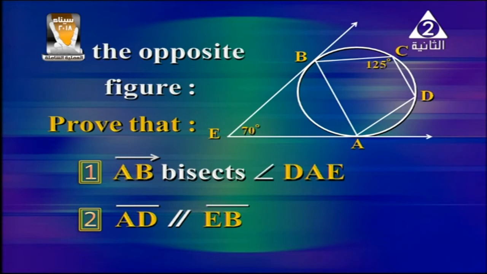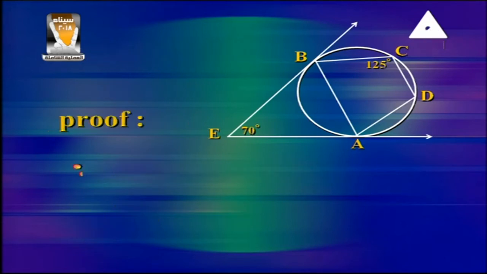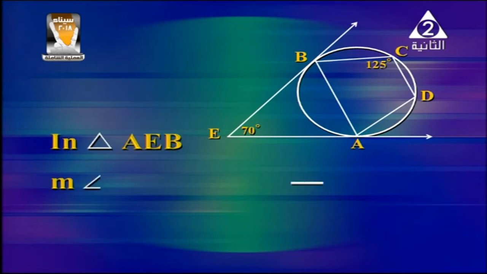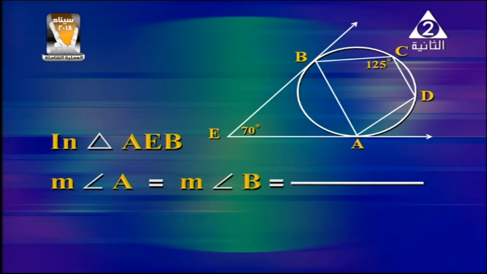Think carefully. You are going to notice that EA and EB are two tangents drawn from a point outside the circle, which is E. So in this case, we can say that AE equals BE. So in triangle AEB, measure angle A equals measure angle B. How can you find it? It is 180 degrees minus 70 degrees divided by 2 to obtain a result as 55 degrees.